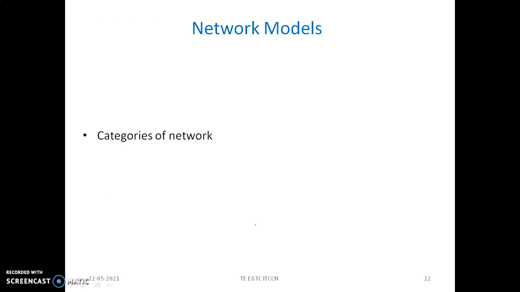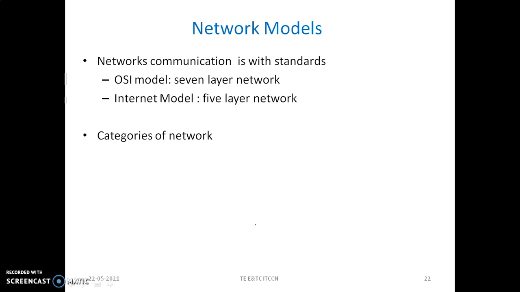Now next, moving ahead towards the network models. So what are the network models and what are the networks? Whenever a network is designed, some standards should be followed. So networks require standards and protocols to be followed. What are the advantages of these protocols and standards? What is the need of that? We'll see shortly. But whenever networks are designed, they work on the principle of some standard models.